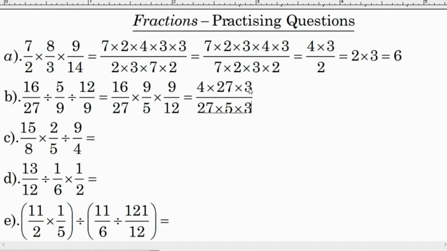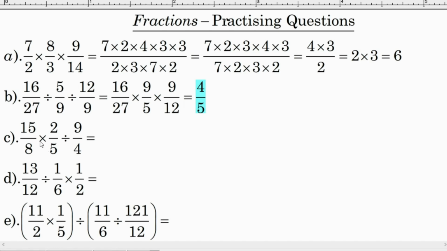And then when I have 3 here, simplify with 3 here, then 27 at the top and at the denominator here. So then we still have only 4 divided by 5. That is the final answer. Okay, now let's move to the next question.